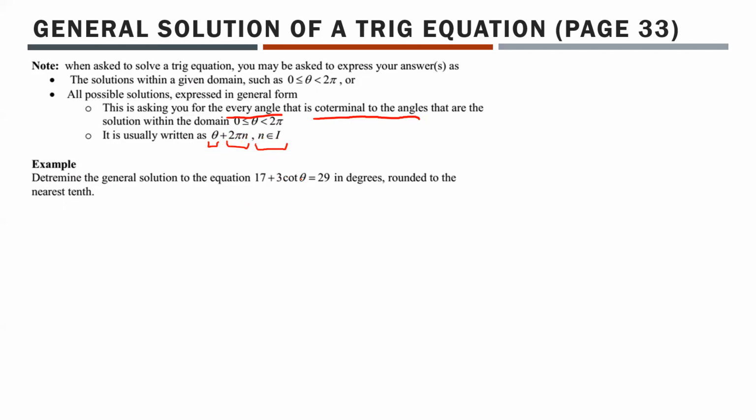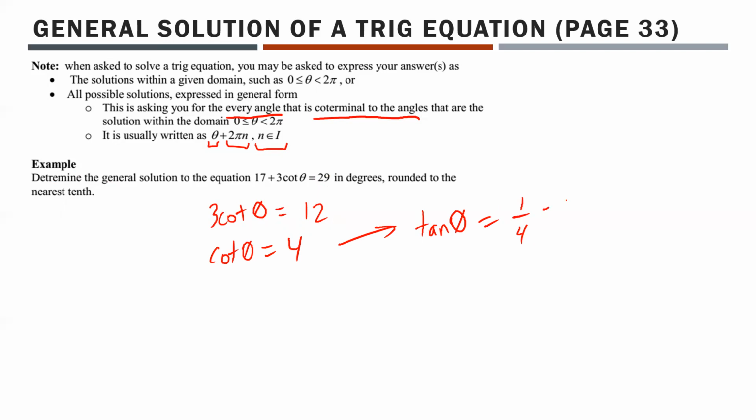Remember, step number 1, get your trig ratio all by itself, so I'm going to subtract 17 from both sides. 3 cotangent theta equals 29 minus 17, which is 12. Divide that by 3, cotangent theta equals 4. Cotangent kind of sucks, so let's say this is tan theta equals 1/4. Well, that's not a special triangle, okay? So we have no choice.